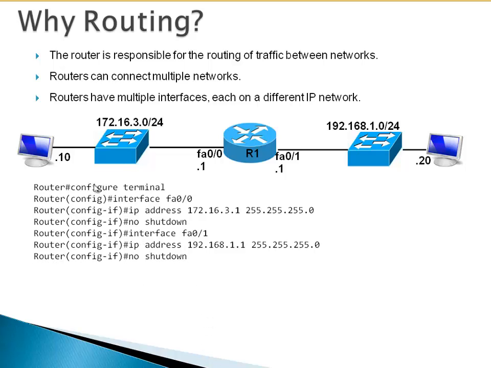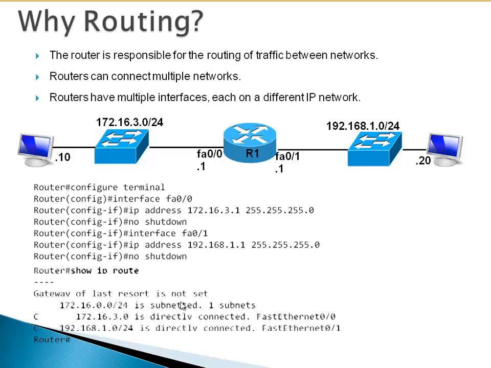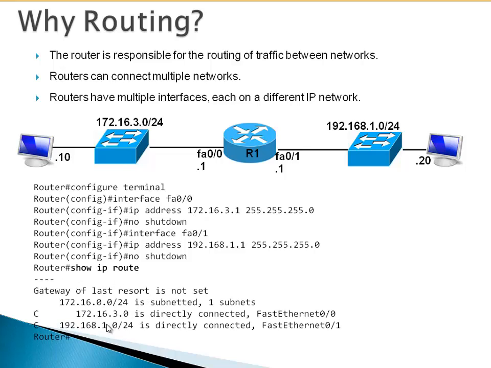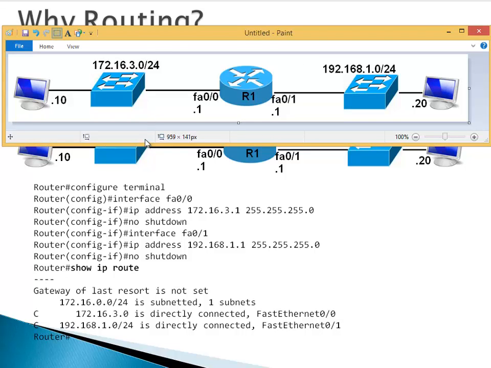Once we have configured both of the interfaces and done no shutdown, the router is going to build up the routing table. Now it knows it's directly connected with the 172.16.3.0 network on the interface FastEthernet 0/0, which is this side. And it's directly connected with 192.168.1.0, this network, on interface FA0/1. So what I'm going to do now is we are going to see that live on the router.